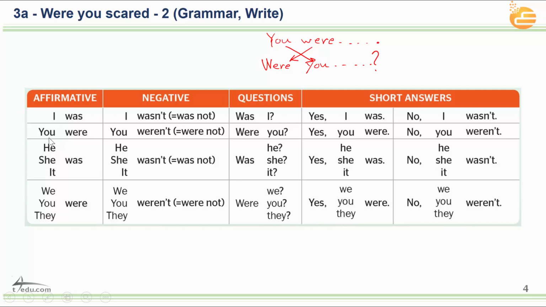Okay, and we have this one you and this one you. It's the same spelling, the same pronunciation, the same letters, but the meaning, this is for one. I'm talking to Ahmed, I will say, were you? Okay, but this one is for plural. I'm talking to Ahmed, Saeed, and Abdullah. I will say also, were you? So the meaning is different.